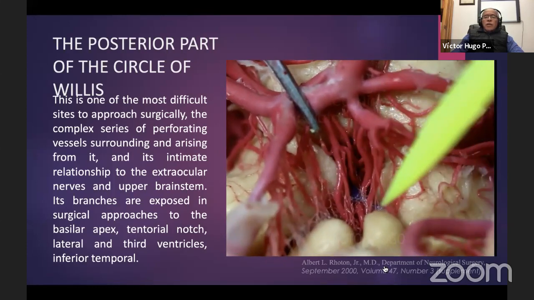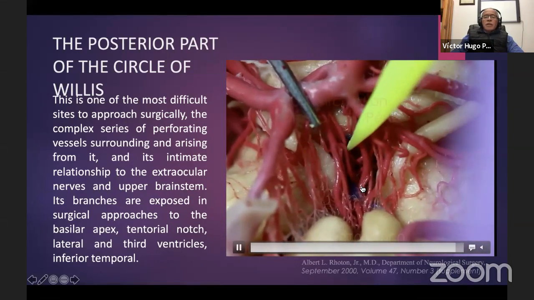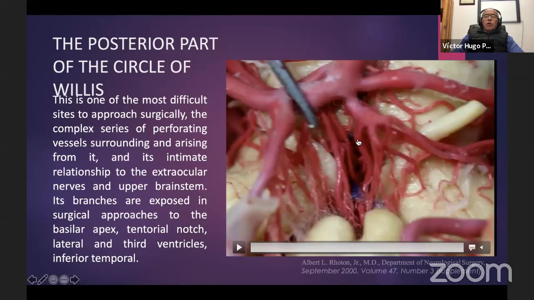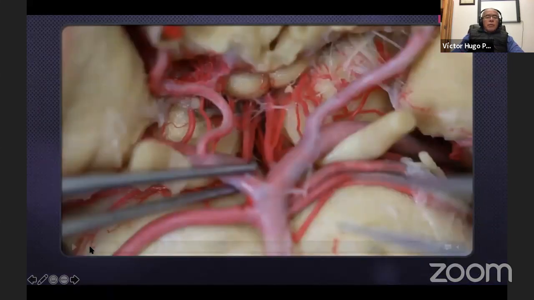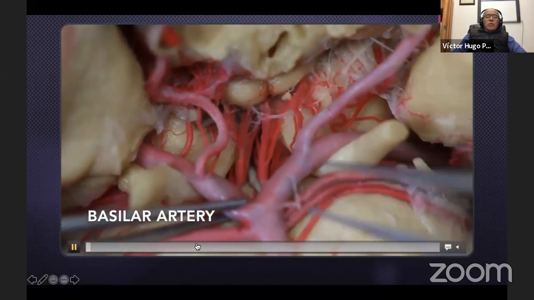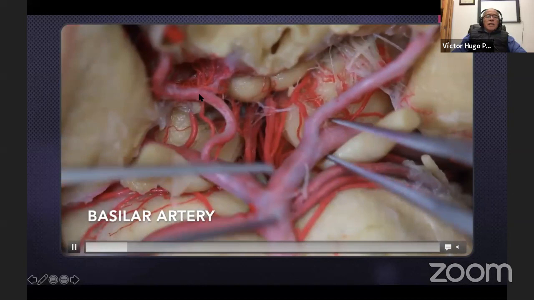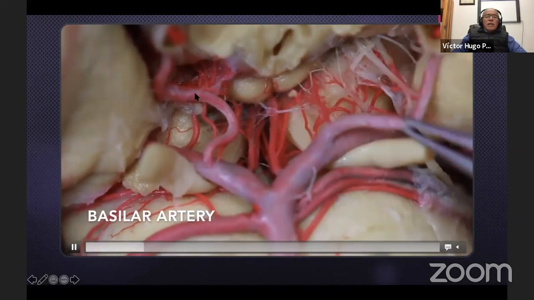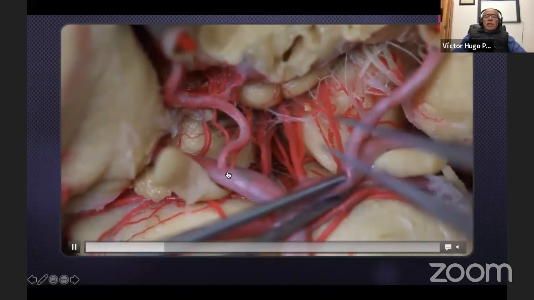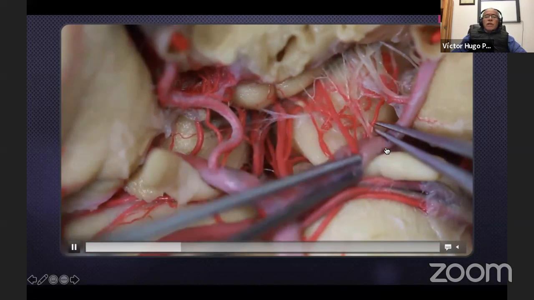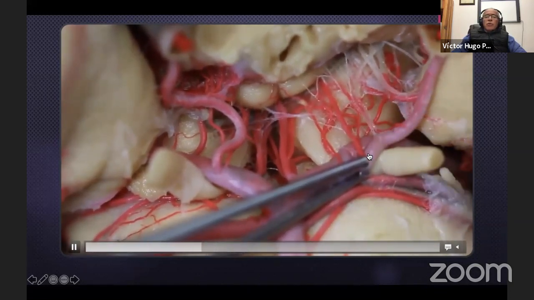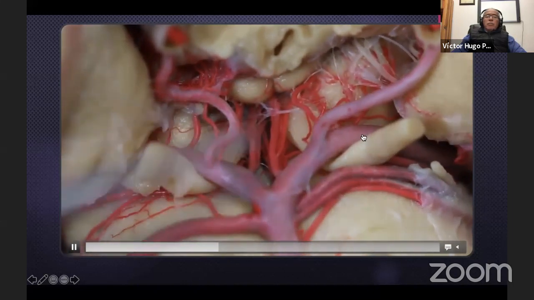Here we can see also the thalamo-perforating artery, the biggest of this group of arteries coming from the tip of the basilar artery, and they overlap with some branches coming from P1 on both sides. Here we have another video in which we can see the posterior part of the circle of Willis. On this side, we have a hypoplastic posterior communicating artery, and in this one, we can see these branches coming from the posterior communicating artery and also from P1 and P2.